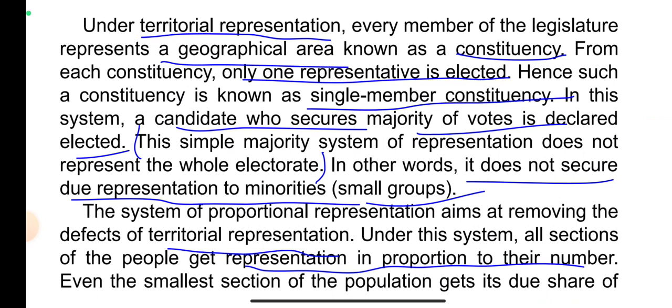Under territorial representation, every member of the legislature represents a geographical area known as a constituency. From each constituency, only one representative is elected. Hence, such a constituency is known as single member constituency. In this system, a candidate who secures majority of votes is declared elected. This simple majority system of representation does not represent the whole electorate. In other words, it does not secure due representation to minorities, small groups.